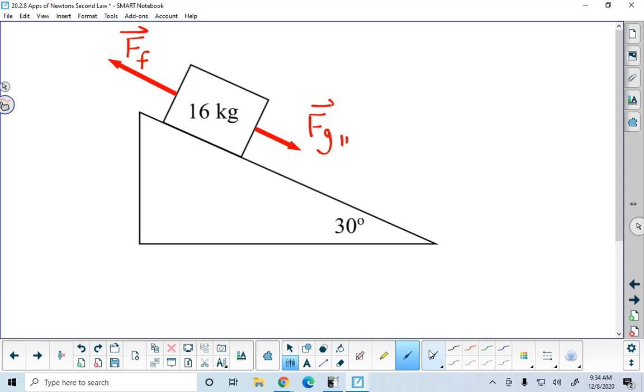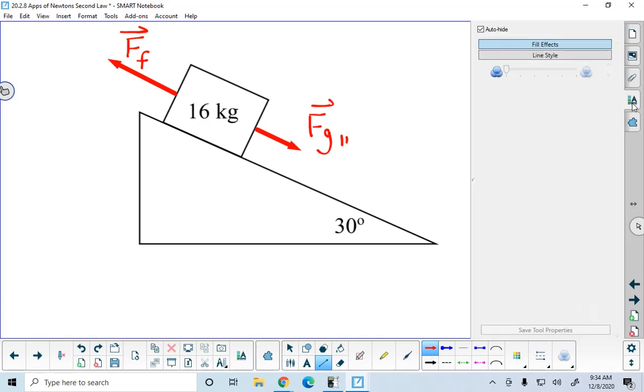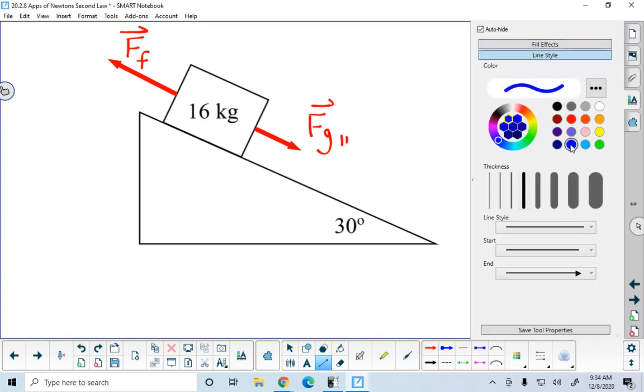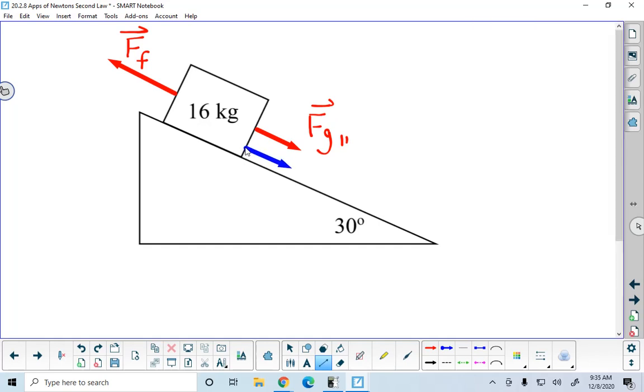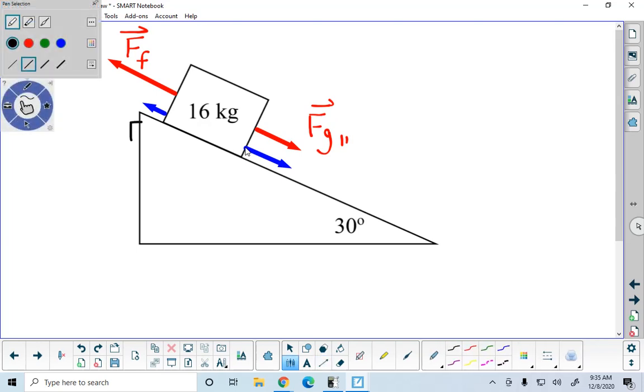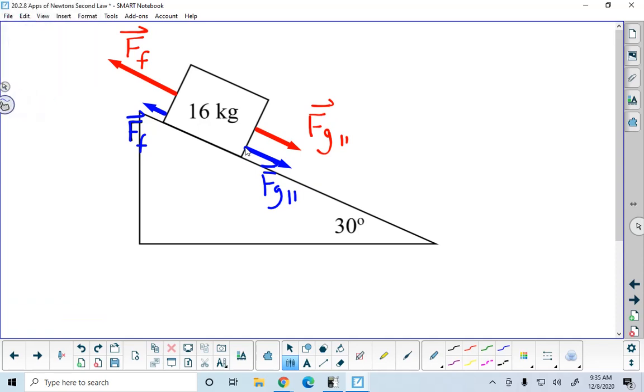I mean, let that sink in. If the force of gravity trying to pull the box down the ramp is smaller than the force of friction, then it won't move. But if the thing looks like this, then it will accelerate down the ramp. And I need to know the sizes of those forces before I go on.